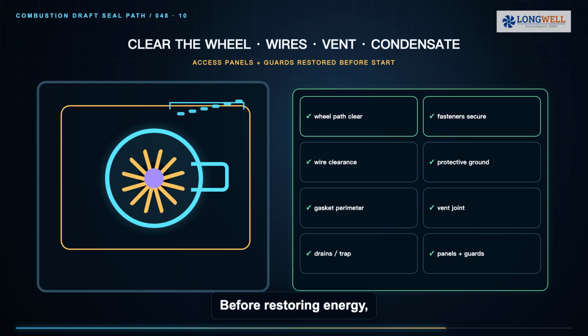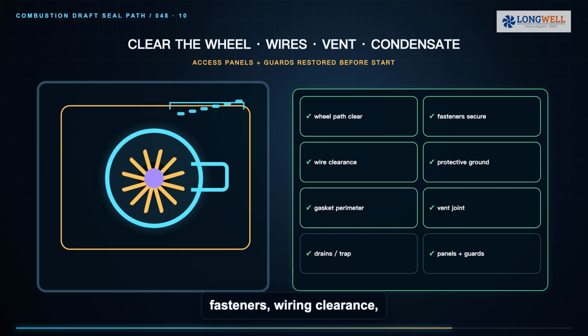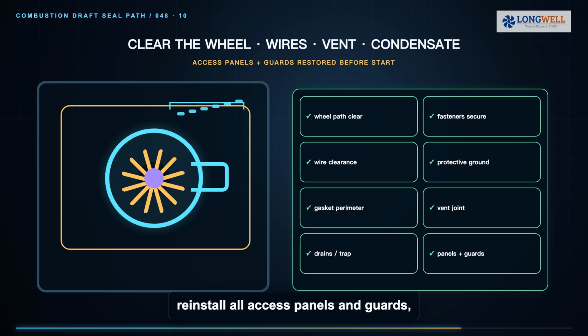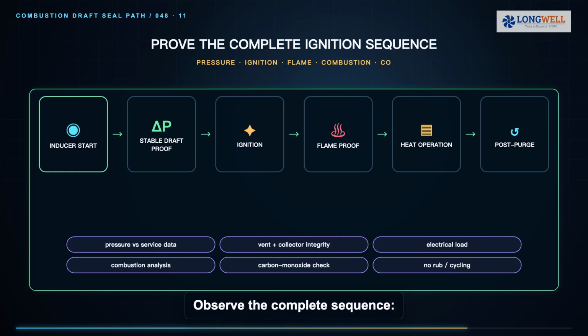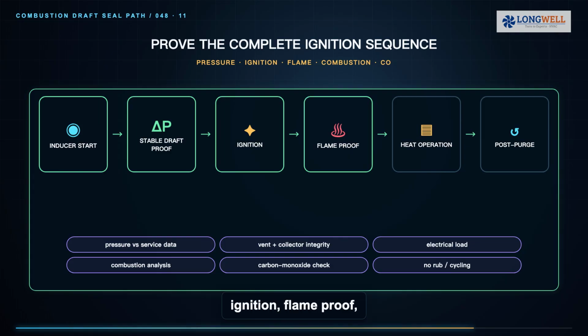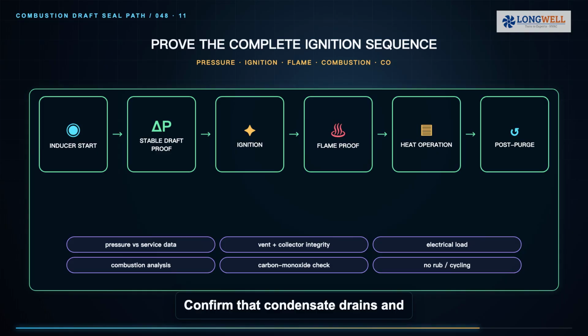Before restoring energy, inspect the wheel path where permitted, fasteners, wiring clearance, ground, gasket perimeter, vent joint and drains. Clear tools and people, reinstall all access panels and guards, then follow the approved startup procedure. Observe the complete sequence: inducer start, stable draft-proof, ignition, flame-proof, heat operation and post-purge. Confirm that condensate drains and that no abnormal rubbing, vibration or cycling appears.